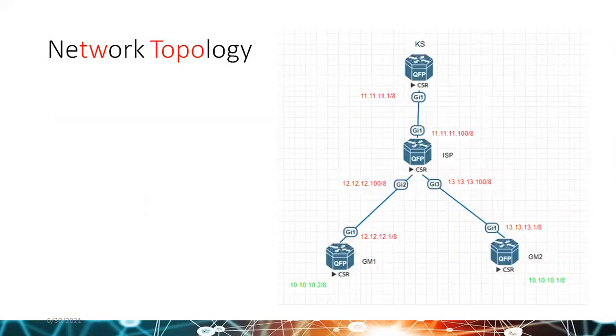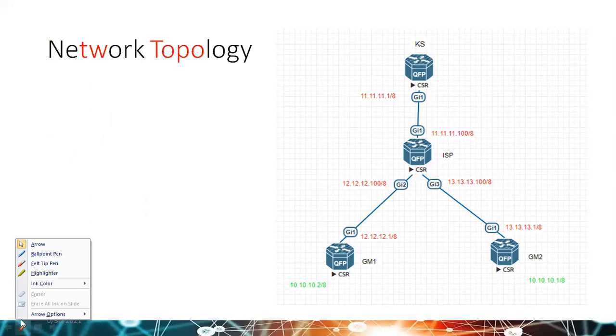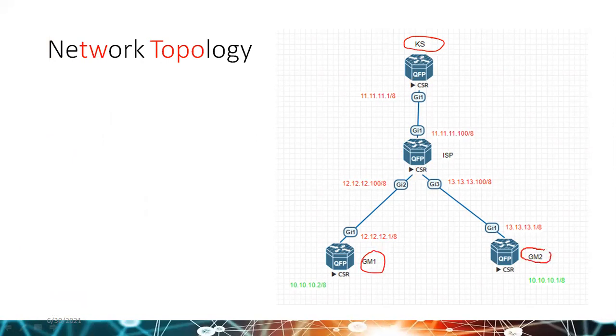We will be using this network topology in our session today, where we have one key server on the top and two group members. We'll be configuring most of the settings on the key server, like the crypto ACL and all sorts of stuff, and that will be pushed down to the group members.